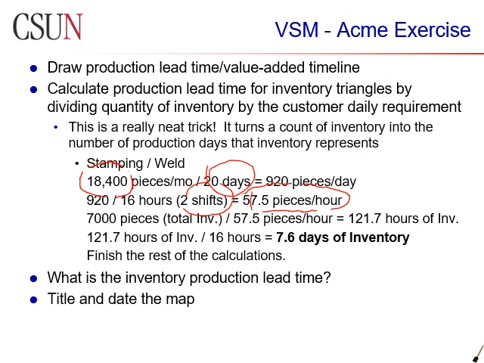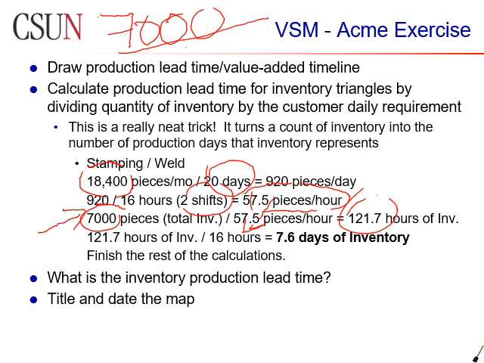And because you're having raw material equivalent to 7,000 pieces, if you're going to work according to this rate, if you need to consume 57.5 pieces per hour, these 7,000 items will last 121.7 hours. So basically you have 7,000 items and in each hour you need to consume 57.5. So the total is, this is going to last 121.7 hours. But these are not day hours. That's what's called hours of inventory.